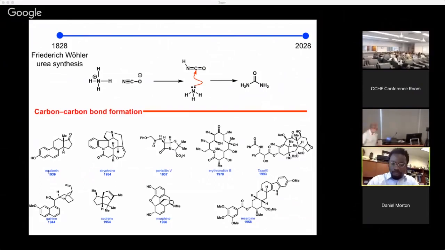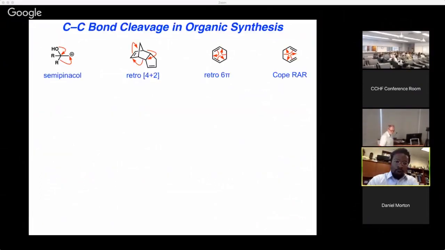But of course, carbon-carbon bond cleavage is also an important aspect of synthetic organic chemistry. And so here I show a few examples of the types of carbon-carbon bond breaking reactions that have been part and parcel of synthetic organic chemistry. And most of these are attended by a bond-forming process as well.